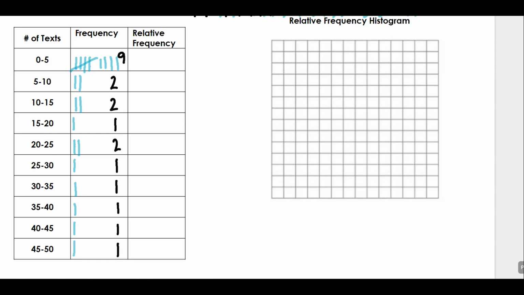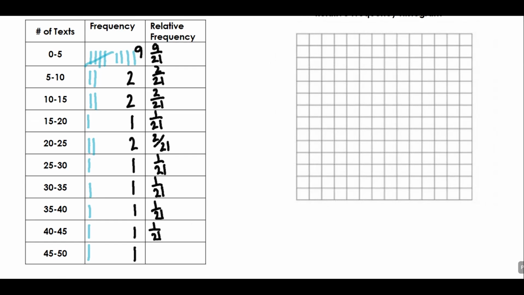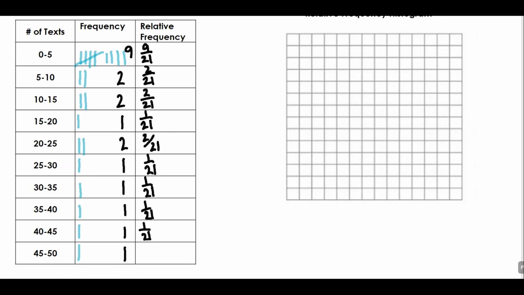Yep, 21. Okay. So this is going to be 9 out of 21, 2 out of 21, 2 out of 21, 1 out of 21, 2 out of 21, 1 out of 21, 1 out of 21. All of these are 1 out of 21. And then I want to write it as a percent or as a decimal.